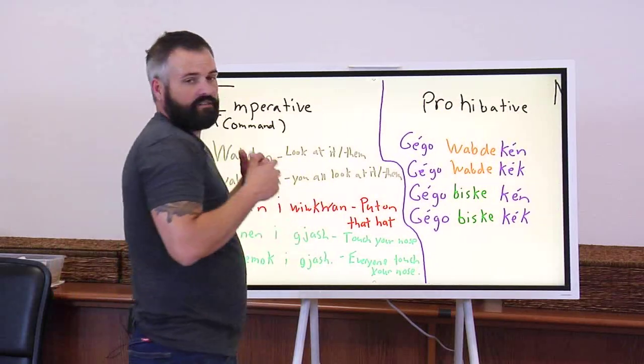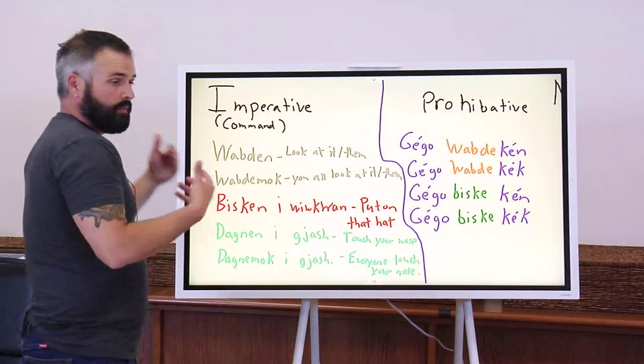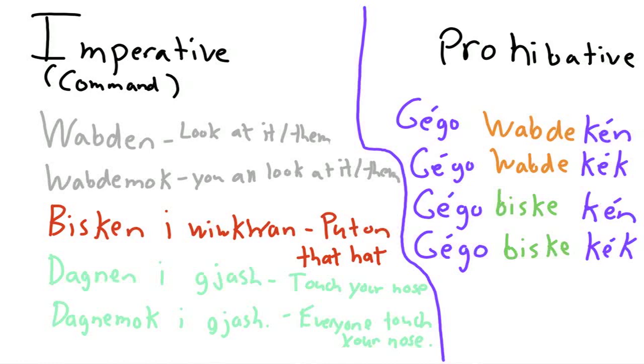And finally, we have the imperative and the prohibitive form. The imperative is the command form, where you're telling somebody to do something. So, wabdun, look at it or them. Again, it's it or them. Wabdamok, you all look at it or them. So this is a little different. This is damok. So, wabdamok.